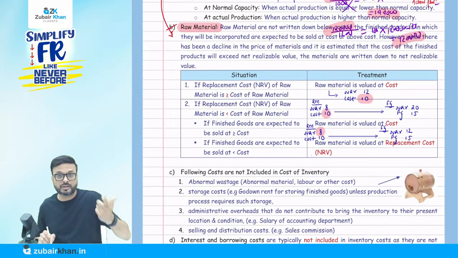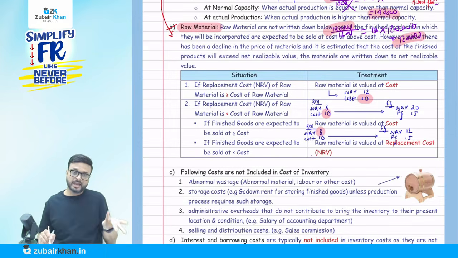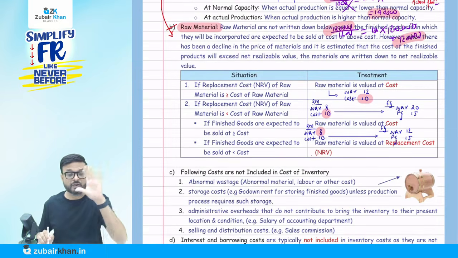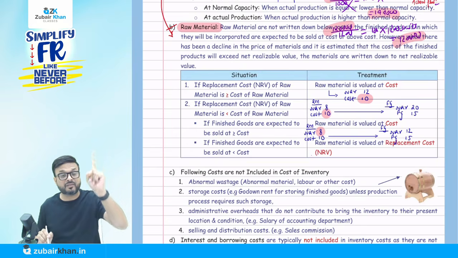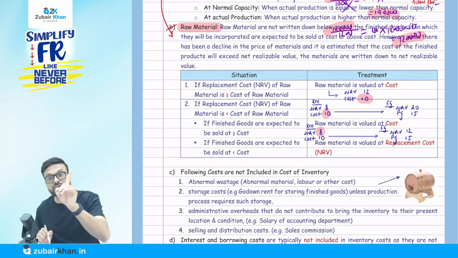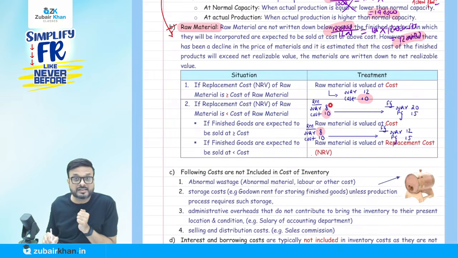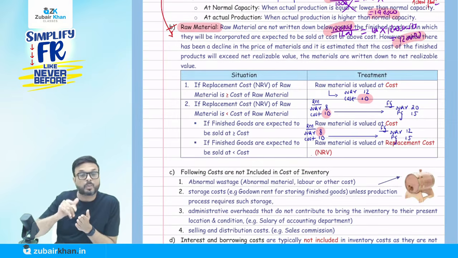The NRV is lower than the cost, so we are going to do the valuation at NRV. But one twist will come. Now they say, wait. If your NRV is less than the cost, wait for a minute. They say, please cross-check the finished goods cost and NRV. I say, why? They say, go to finished goods. Okay, no problem. Because here my NRV is less than the cost, I have to record it at NRV logically, but they say wait, one exception is there.